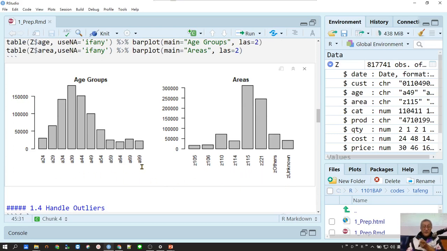See here we have A99. It's not really A99. It's kind of like NA, right? It's not a missing value, right? Okay. And here we have "others."